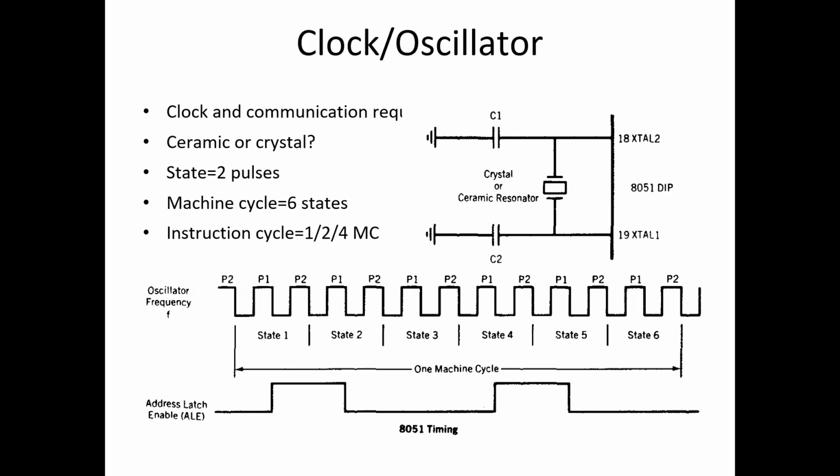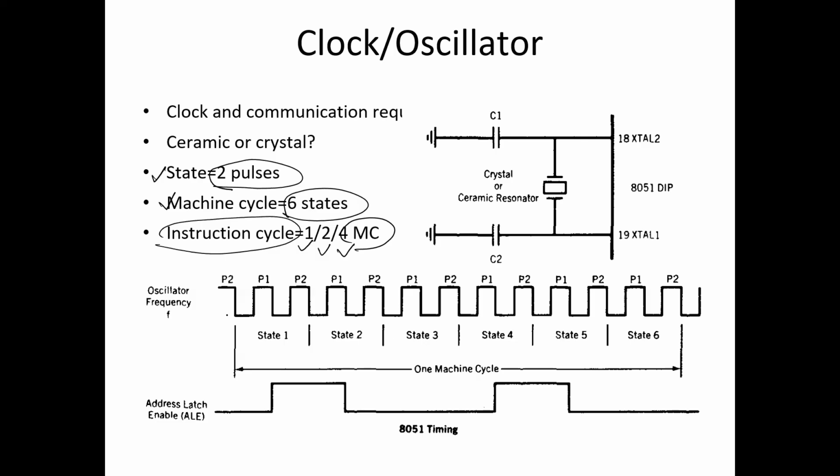So we divide into two pulses. Two pulses create one state. Six states create one machine cycle. Sometimes one, sometimes two, or sometimes four machine cycles create one instruction cycle.